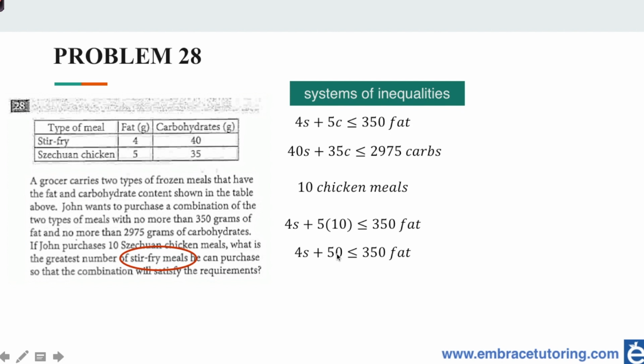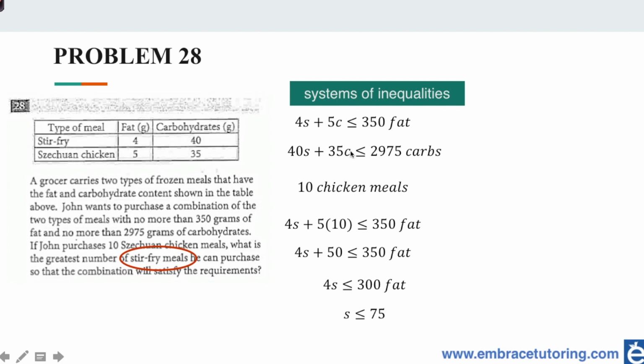I now have 4s plus 50, right? 5 times 10 is 50, is less than or equal to 350 grams of fat. I'm going to subtract 50 from both sides. I'm now going to divide by 4 on both sides, and I have S is less than or equal to 75. Now remember, this is referring to the amount of meals.